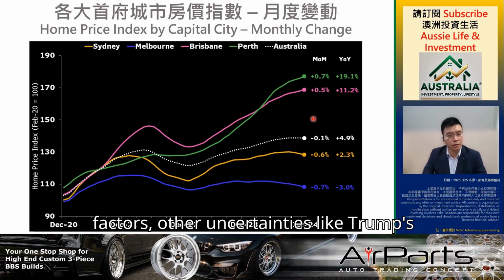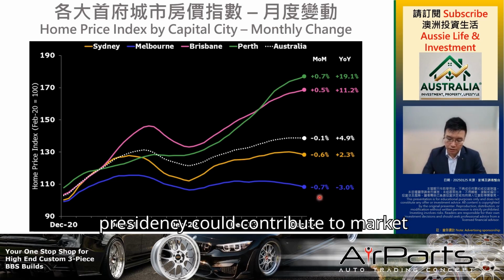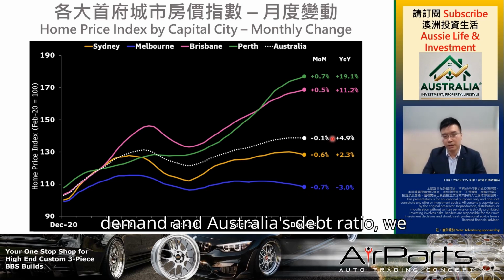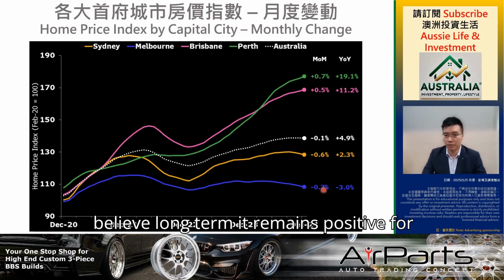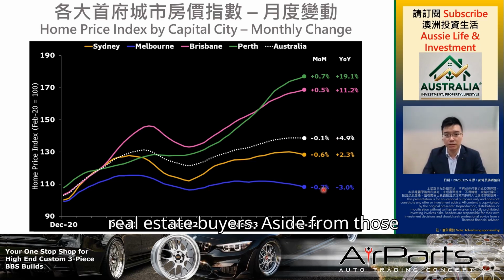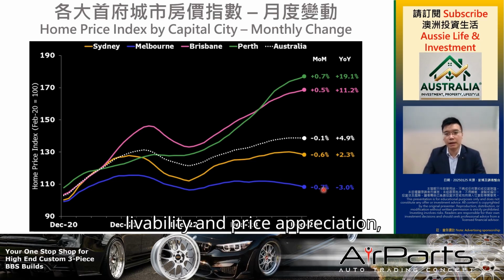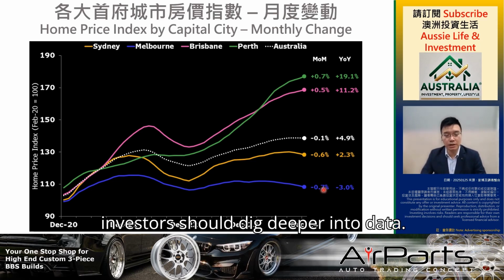Besides seasonal factors, other uncertainties like Trump's presidency could contribute to market consolidation. Looking at macro supply and demand and Australia's debt ratio, we believe the long term remains positive for real estate buyers. Aside from those living in the property, who are concerned about livability and price appreciation, investors should dig deeper into the data.